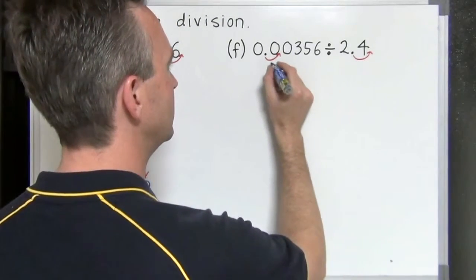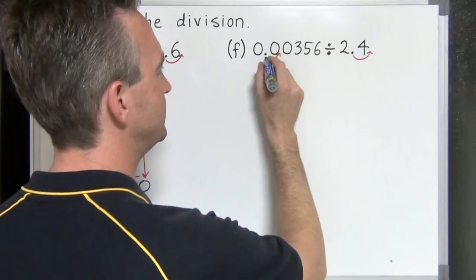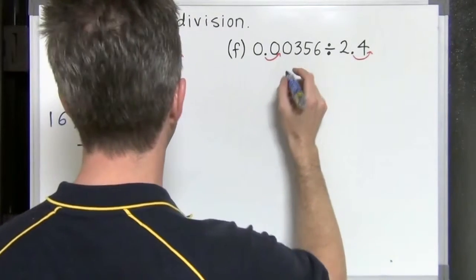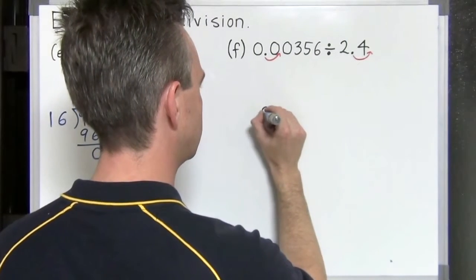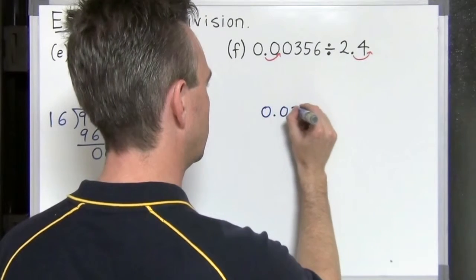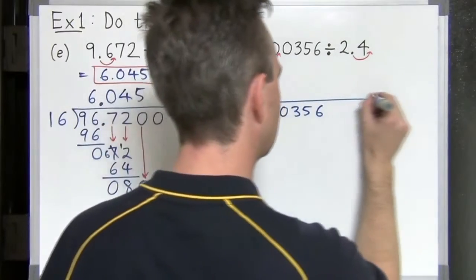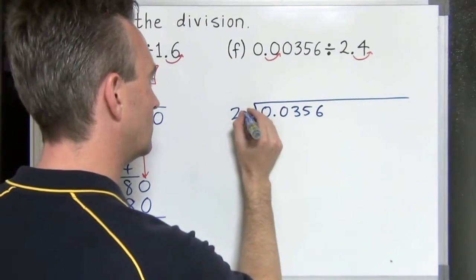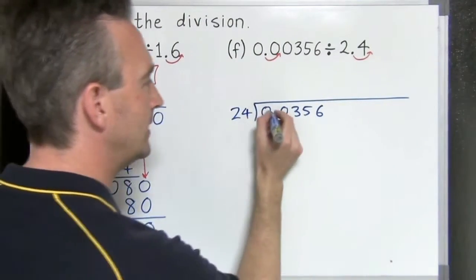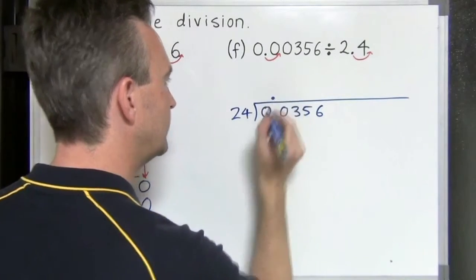Oh, this is interesting. We're going to be dividing 0.0356 by 24. Okay, decimal point. Let's put that straight up there, and that's done.